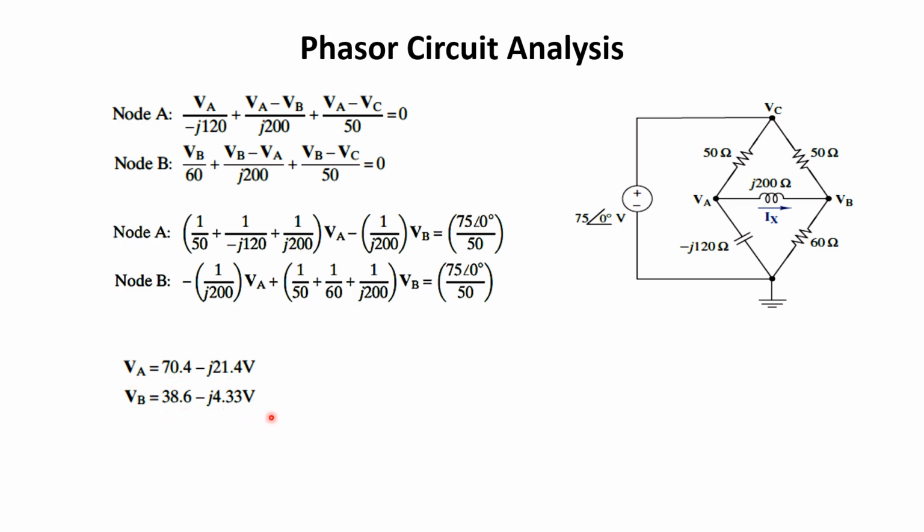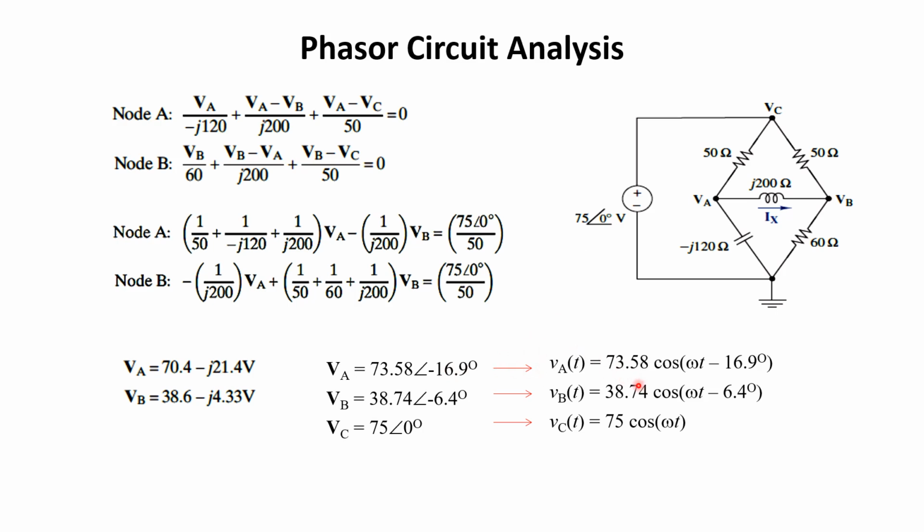So this is VA and VB in rectangular form, and over here in polar form it is 73.58. From where did 73 come? It is the square root of 70.4 squared plus 21.4 squared, and the angle is tan inverse of minus 21.4 divided by 70. This is the angle of VB, this is VC, 75 angle 0, we already know. And then we can convert it into time domain representation: 73.58 cosine omega t minus 16.9 degrees, and similarly VB and VC.